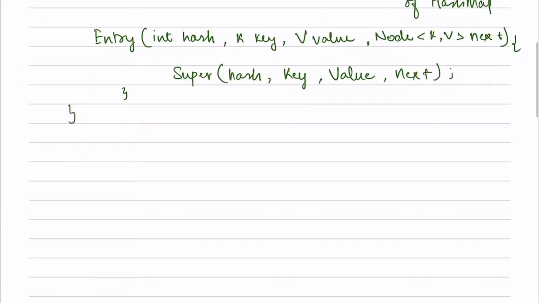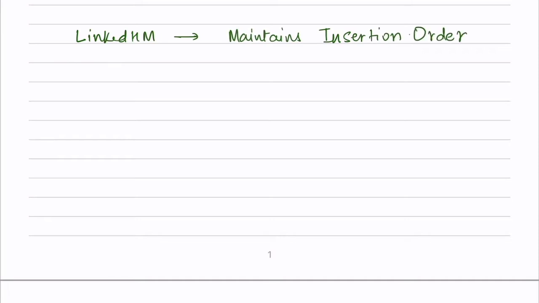Now the question will come into your mind: why do we do that? So what exactly linked hash map does is it maintains insertion order, unlike hash map, which does not maintain insertion order.